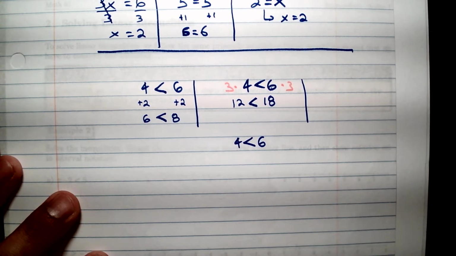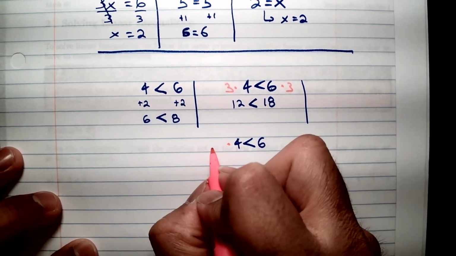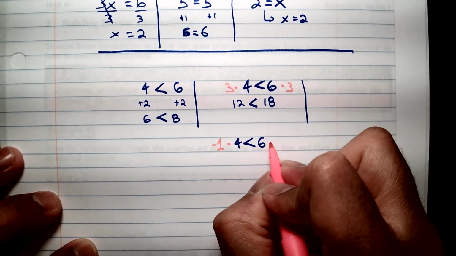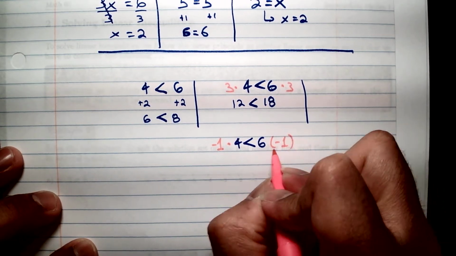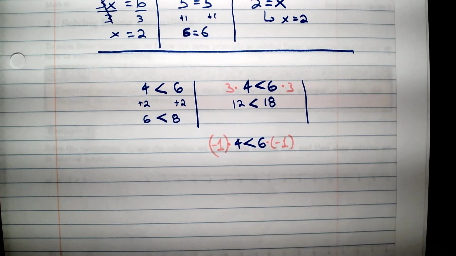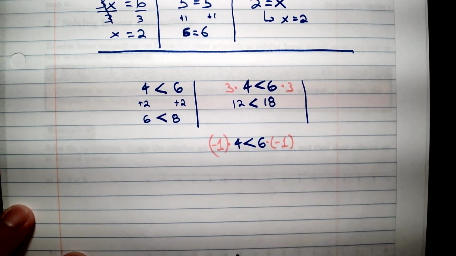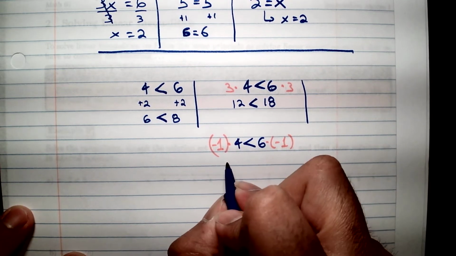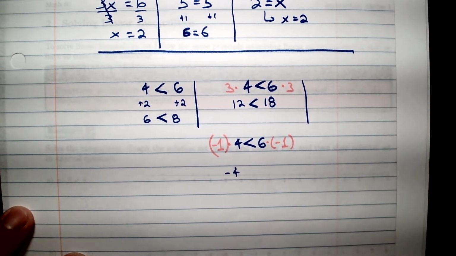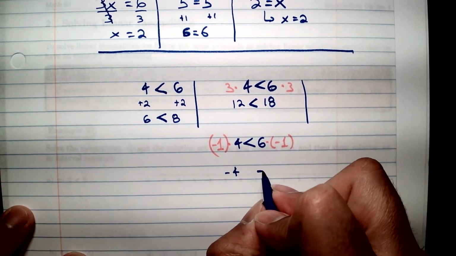Okay, 4 less than 6. If I multiply one side of the inequality, just to make this simple, I'm going to multiply both sides by negative 1. What do I get when I multiply negative 1 times 4? I get, of course, negative 4. If you thought it was negative 4, that's correct. What do we get when we multiply 6 times negative 1? I get negative 6.